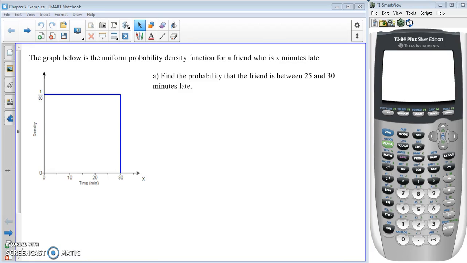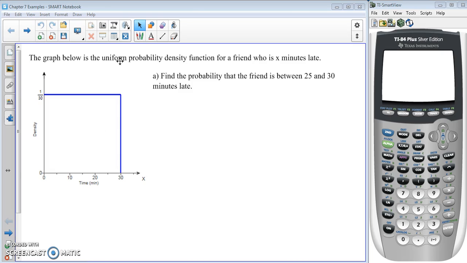The graph below is the uniform probability density function for a friend who is X minutes late. Find the probability that the friend is between 25 and 30 minutes late. So a uniform probability density function is just a function where the probabilities that each thing occurs are equally likely. So in this case, what we can do is basically just find the area.